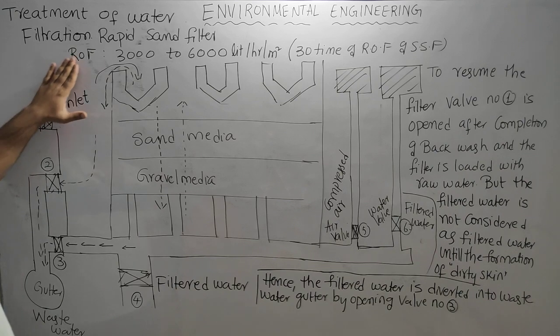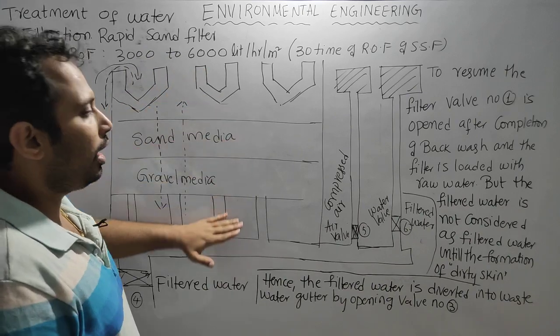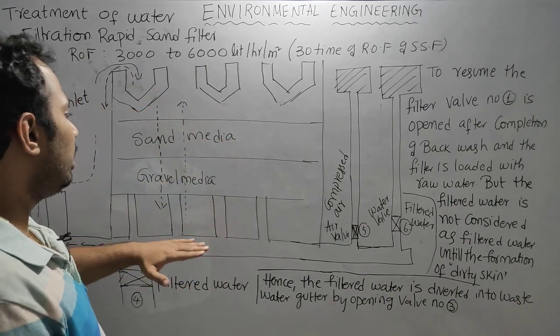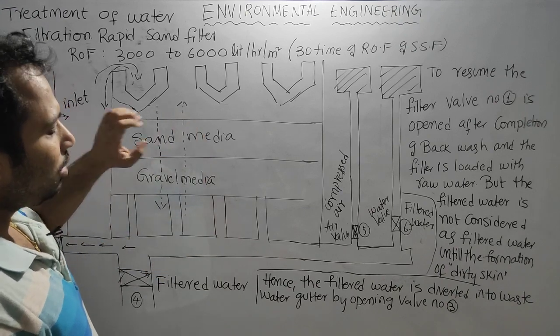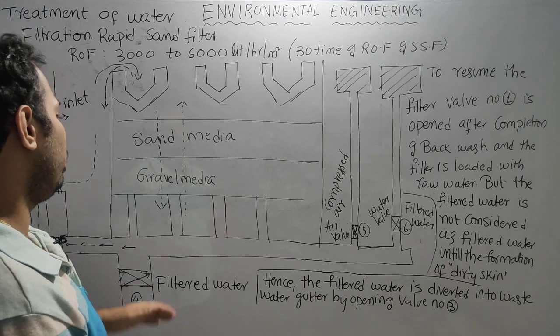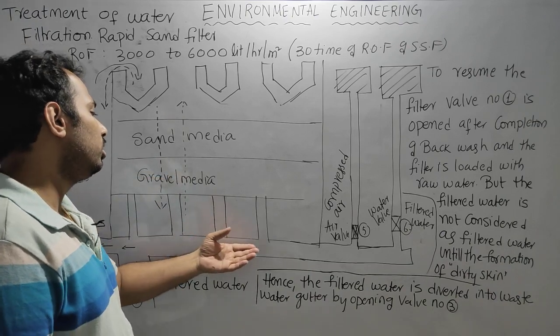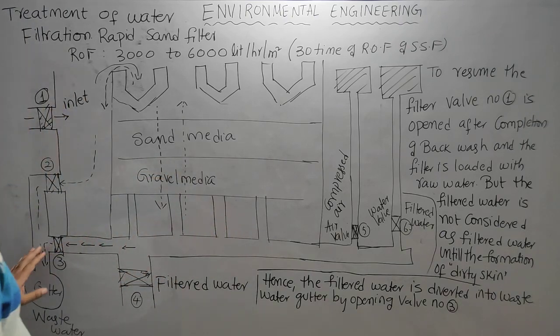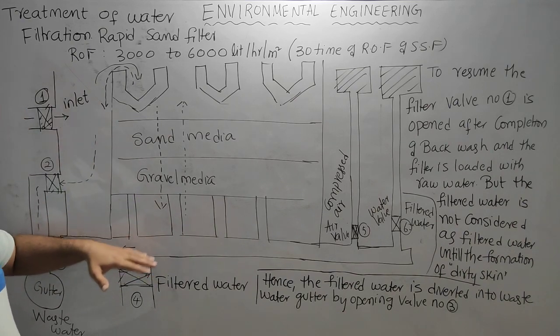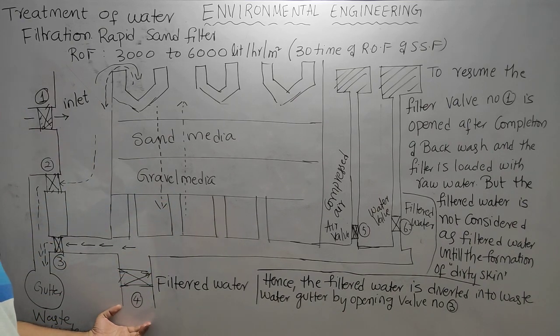Now the water is filtered again as usual. It happens in a similar manner as earlier, but up to the formation of the dirty skin we don't consider the water as filtered water. That is why the filtered water we send into valve number 3, and into the wastewater gutter. Once the schmutzdecke is formed, then we will send the filtered water through valve number 4.